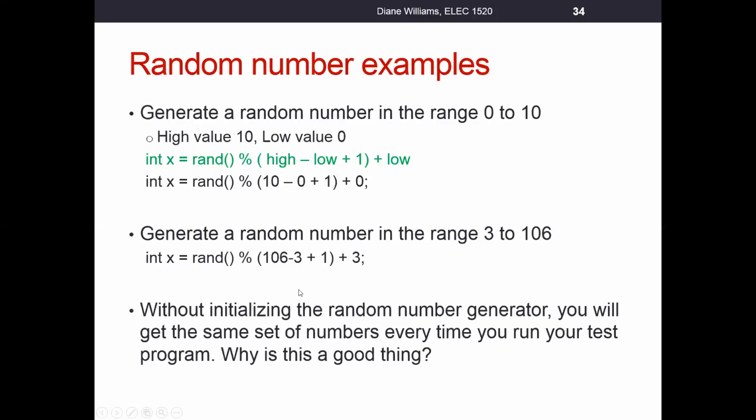Right. Now here's the thing, when we call this rand function, if we don't initialize it to some sort of specific seed, we're going to see that we get the same set of numbers every time we run a test program. And I want you to think about why that may or may not be a good thing. And in this case, why is it a good thing?